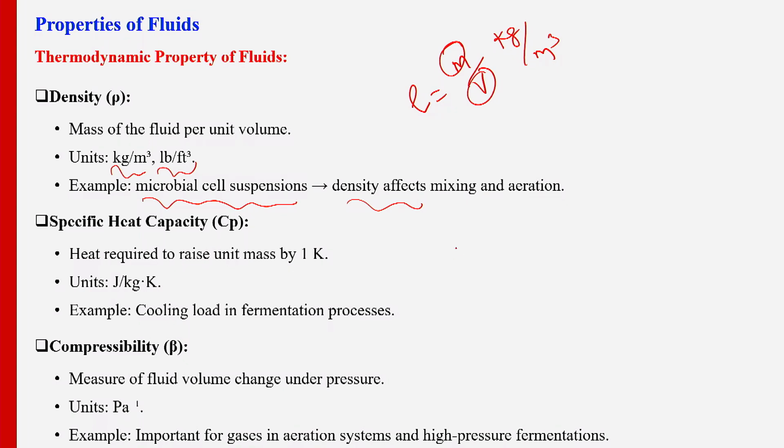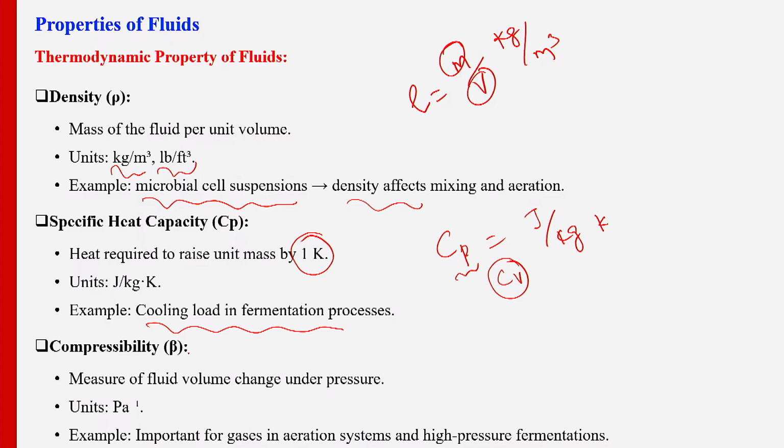Then the specific heat capacity, we always write Cp, specific heat. The standard definition is the heat required to raise one unit mass by 1 Kelvin. So we write the specific heat capacity in joule per kg Kelvin. Cp is the specific heat at constant pressure, and Cv is the specific heat capacity at constant volume, but mostly we will use Cp, with units joule per kg Kelvin. We use it in our bioreactor process for the cooling load in the fermentation process.